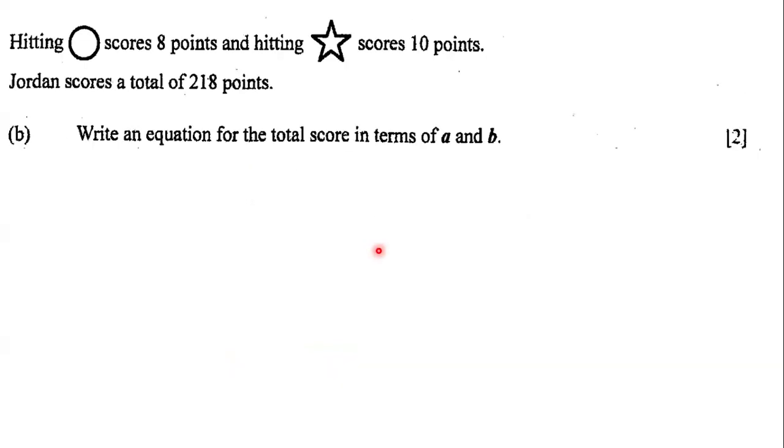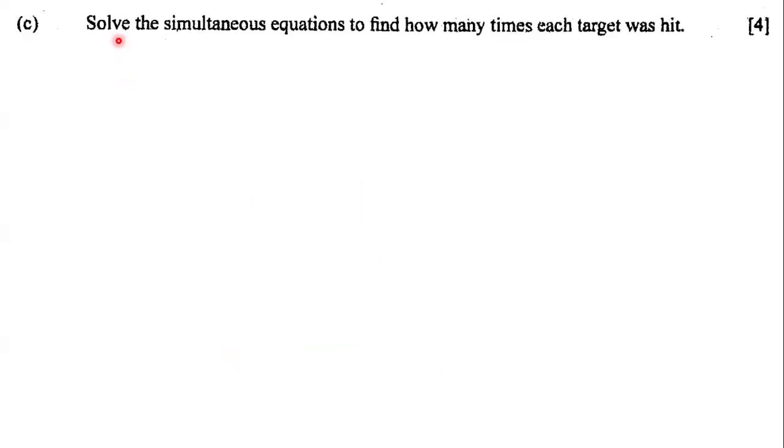Now the next question states, solve the simultaneous equation to find how many times each target was hit. What is the simultaneous equation? Well, we have the first equation, A plus B is equal to 24. The second equation, 8A plus 10B is equal to 218, and that's equation 2. So we label our equations: this one is equation 1, this one is equation 2.